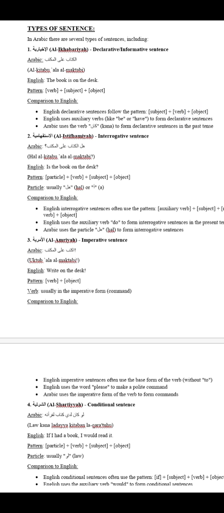So let's take one Arabic example, that is Al-Kitab Ali Al-Maktab. In English, that is the book is on the desk. If we look at that sentence, it is following the pattern verb, subject, and then object. But in comparison, English uses auxiliary verbs like be or have to form declarative sentences. But in Arabic, it uses the verb kana to form declarative sentences in the past tense.